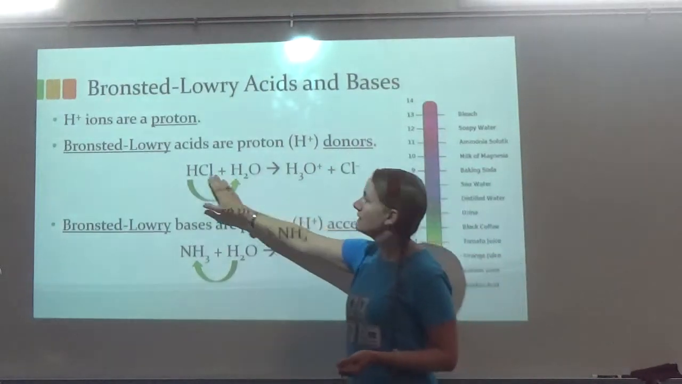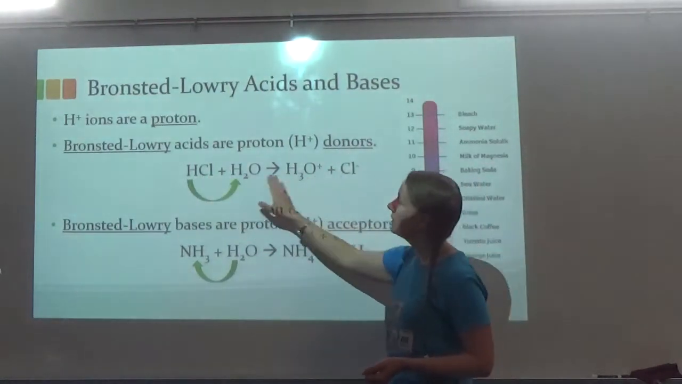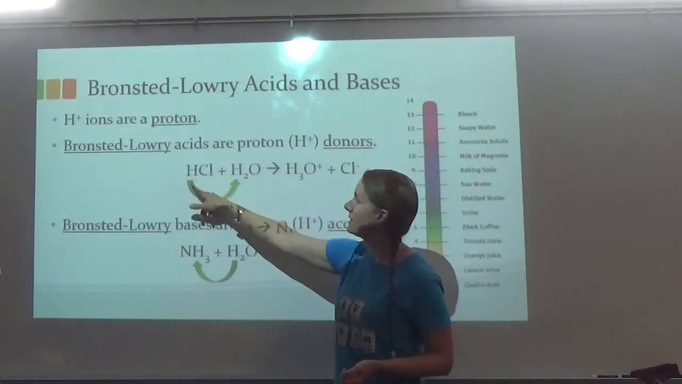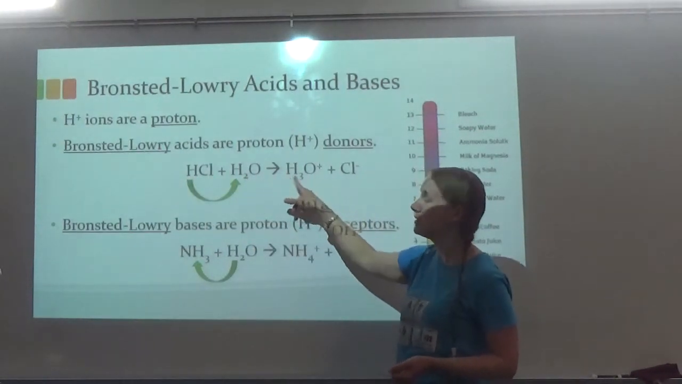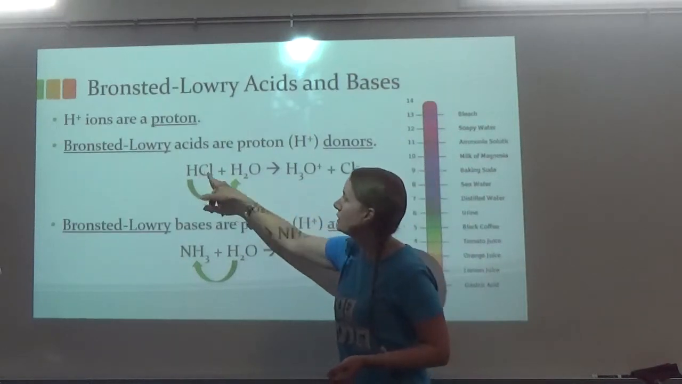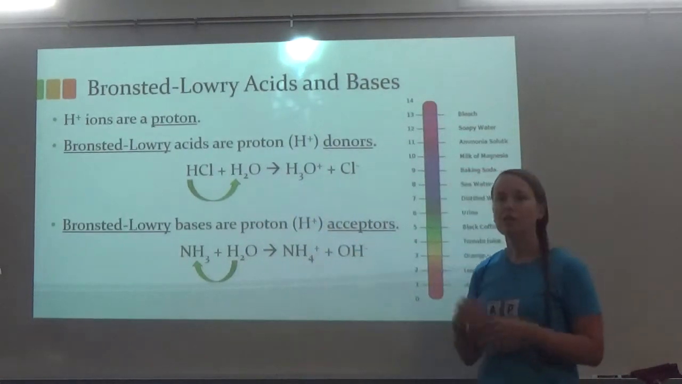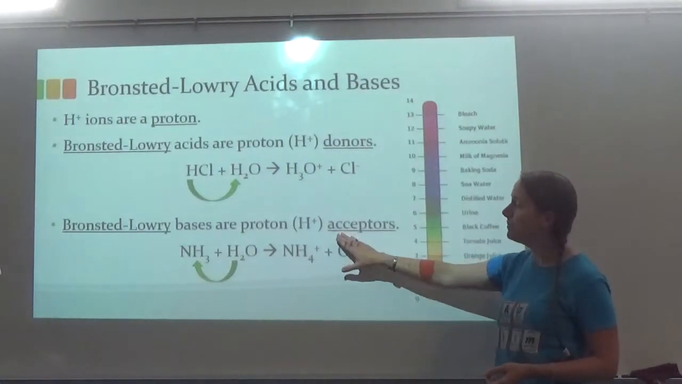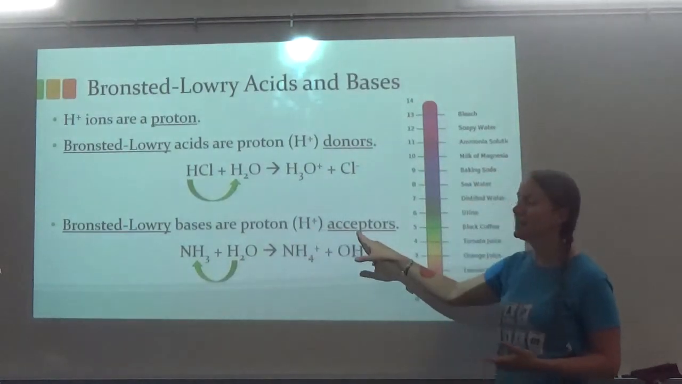So here's an example that I just showed you on the previous slide. HCl is going to donate its hydrogen to water. So water becomes H3O, and HCl just becomes Cl. So it's an H plus or proton donor. A Bronsted-Lowry base is a proton or H plus acceptor.